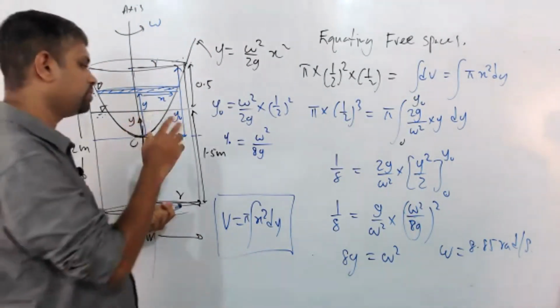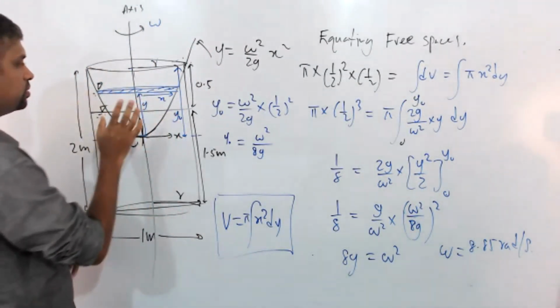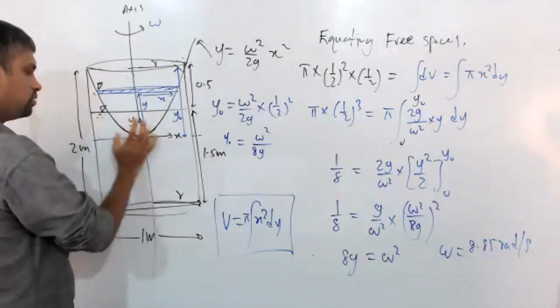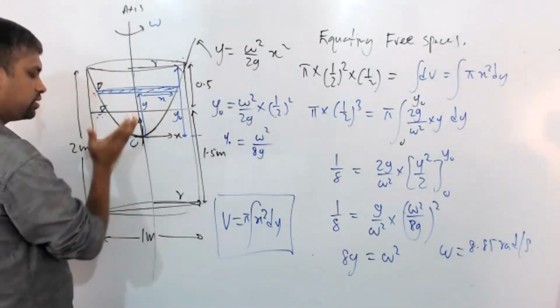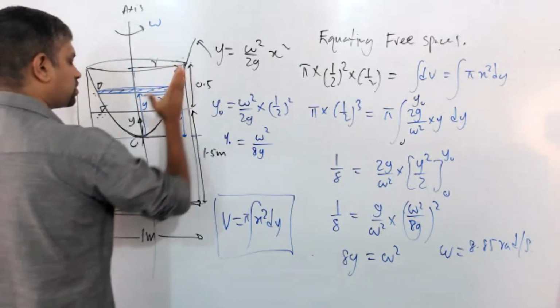In rotational problems, most of the time you have to calculate the volume of this solid object, the solid of revolution of a parabola.